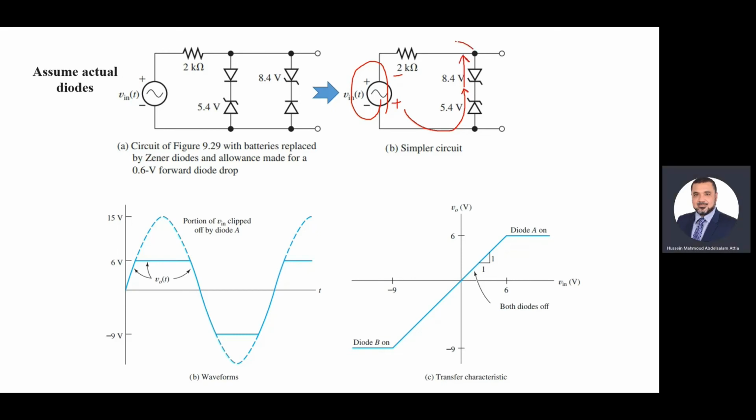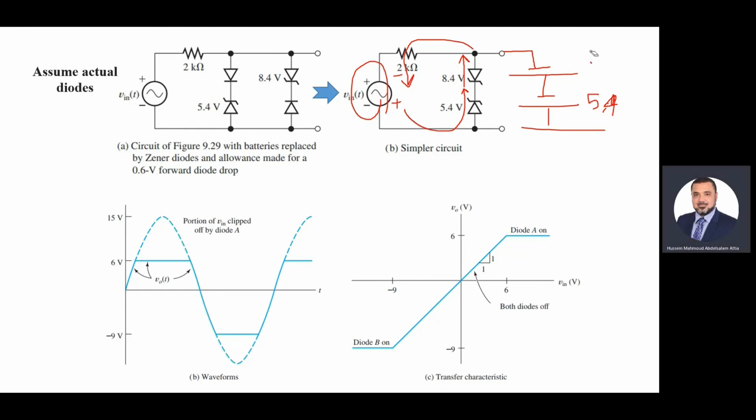So what is the situation now? The current will complete. The first diode is replaced by a battery with this polarity. The second diode is replaced by a battery with this polarity. So what is the voltage? 8.4 plus 5.4. I think I have a mistake here. What is the mistake here, Shabab? Look at the values I have here. Is it correct? 8.4, 5.4? Where is the mistake?